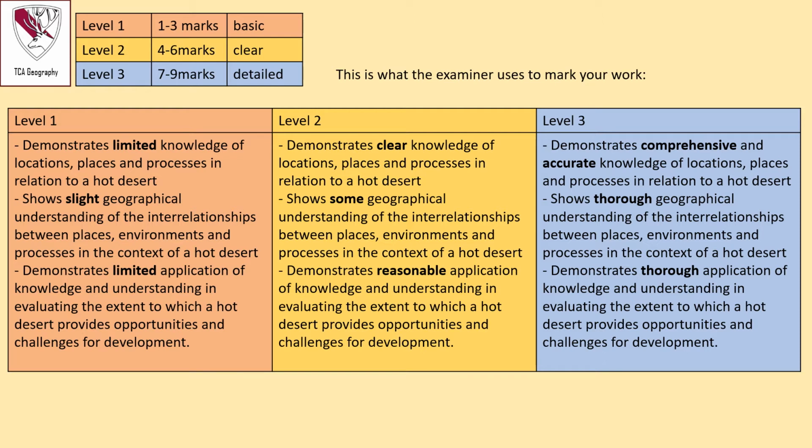Then there's the application of knowledge. Level 1 is a limited application of knowledge and understanding. Level 2 is reasonable application of knowledge and understanding, and level 3 is thorough. So something that is thorough has a full explanation. It's got a full description followed by a full explanation. Remember the difference between description and explanation. Description is telling us what it's like, and explanation is saying why it's like that.